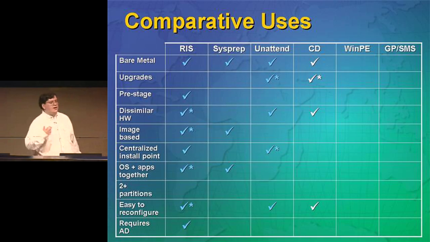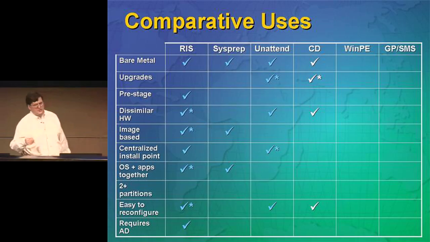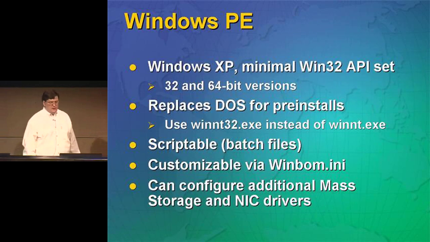So custom CD, again, allows you to do bare metal, upgrades in a way, allows you to do dissimilar hardware, and it is relatively easy to configure. Unlike an unattend, it usually means burning an image, therefore trashing a CD if you don't get it right the first time. So it's incrementally more difficult than a traditional unattend on a floppy.